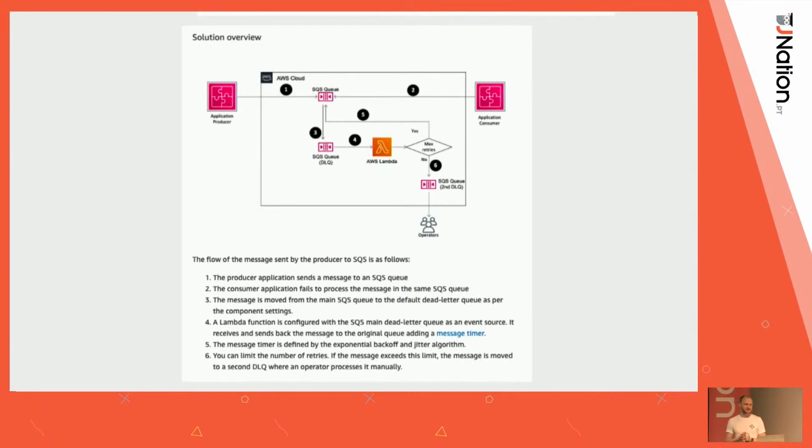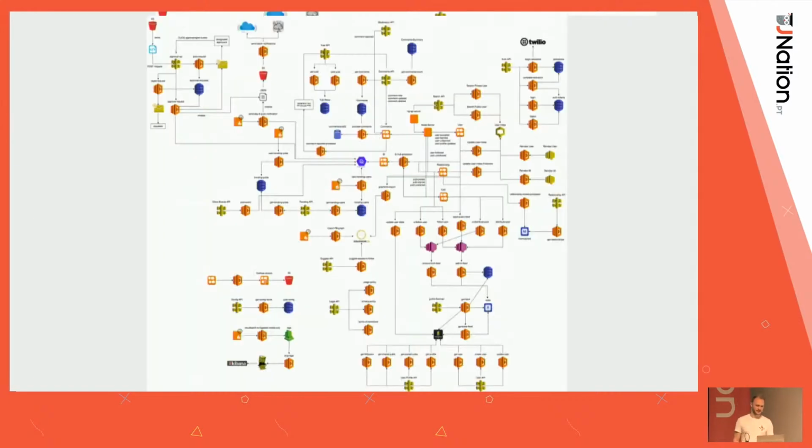This is Amazon Web Services' recommended solution for retries between services. It has three different queues and a Lambda function and a human operator in the loop. So if you do this between each service, it can get complicated.